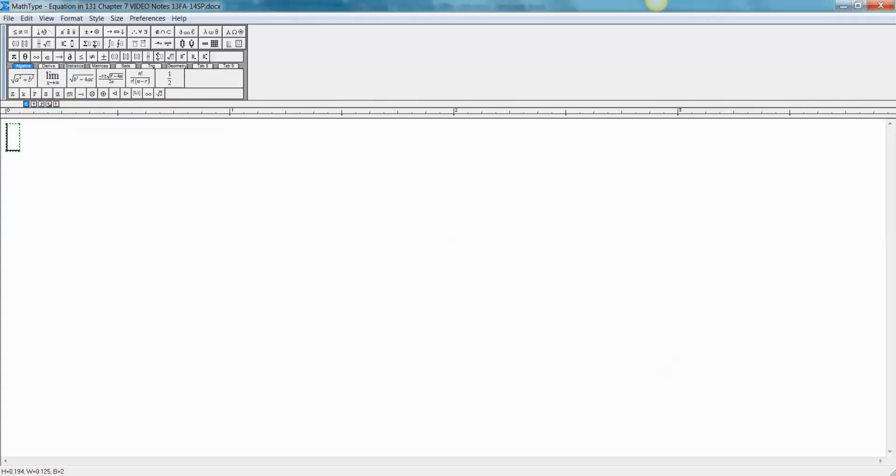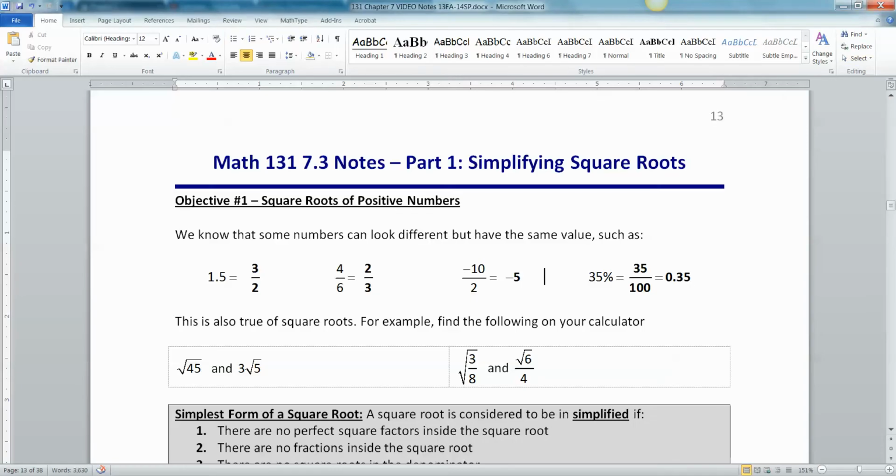35% means per 100, cent meaning 100 in Latin. So if you have 35%, you have 35 over 100. Or we also learned you can make that a decimal, 0.35, because 5 is in the hundredths place. It's all coming back to you now, right, from basic math. Somewhere along the line, you've learned all of this stuff. All right, so now that's also true for square roots.